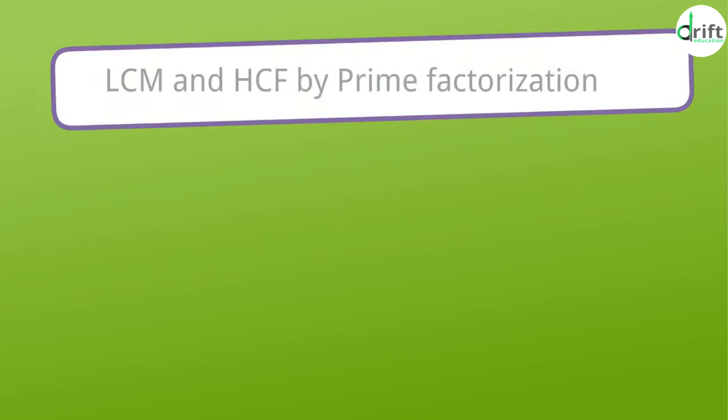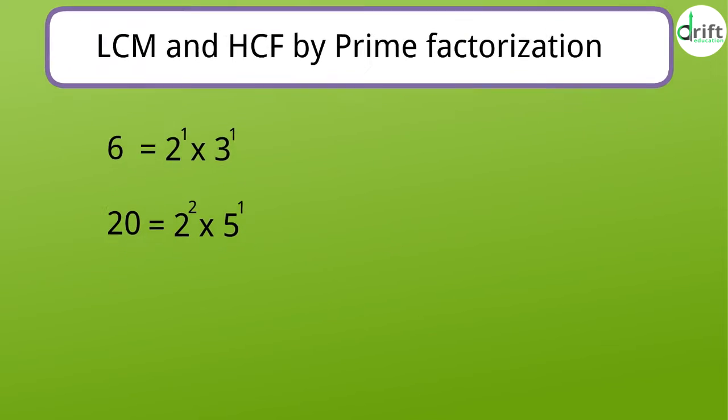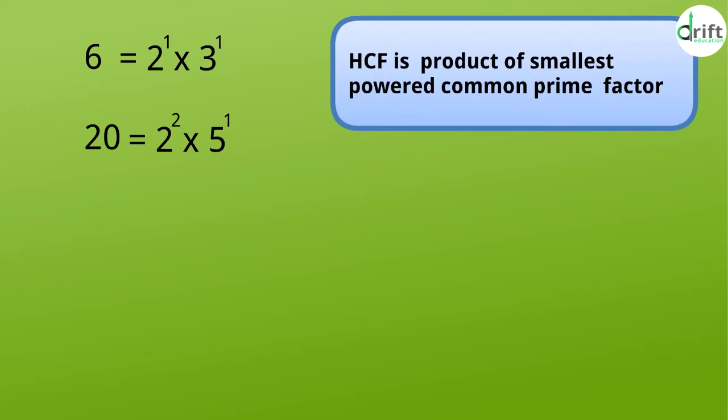Now let's see how to find LCM and HCF by prime factorization. Let's take two numbers, 6 and 20. So you can see the prime factorization of the numbers. 6 has 2 and 3, and 20 has 2 to the power 2 and 5. Now the HCF is the product of the smallest power of each common prime factor. So here the common factor is 2 and the smallest power is 1. So the HCF is 2.